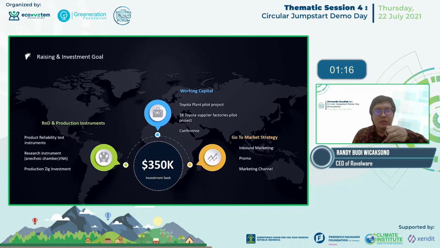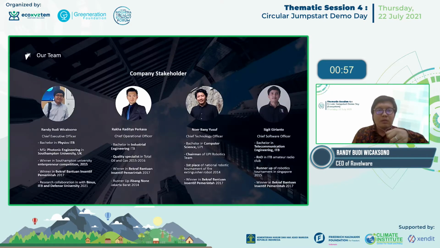That is why for this round, we aim to raise $350,000 that will be allocated to R&D instruments to mature our products, working capital for reaching the corporate segment, and go-to-market strategy to reach our SME segment. We believe we can make it happen because, as you can see on the slides, we have already proven ourselves to excel in innovation, quality, hardware, and software.